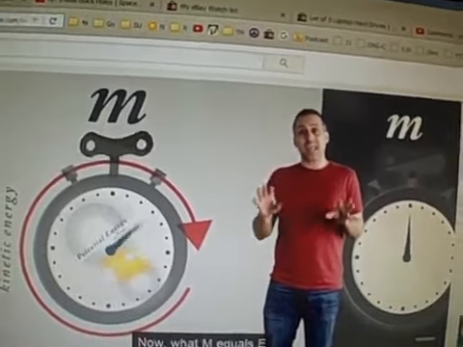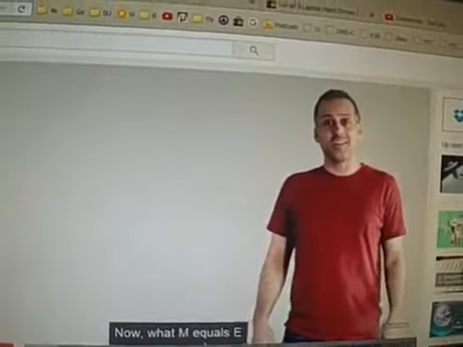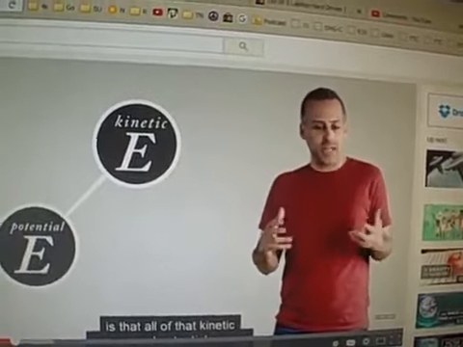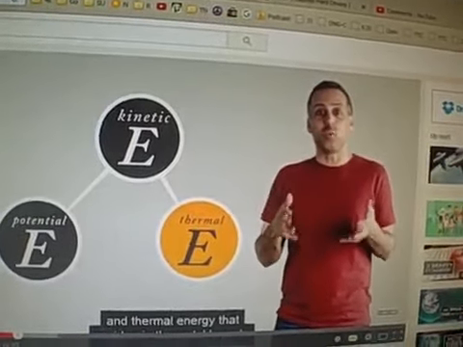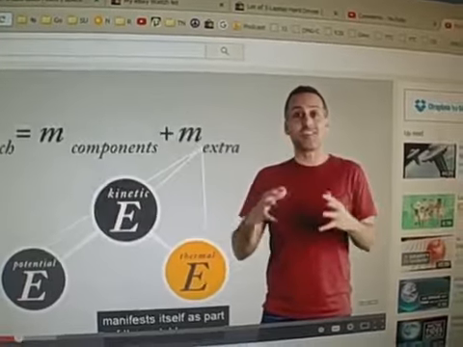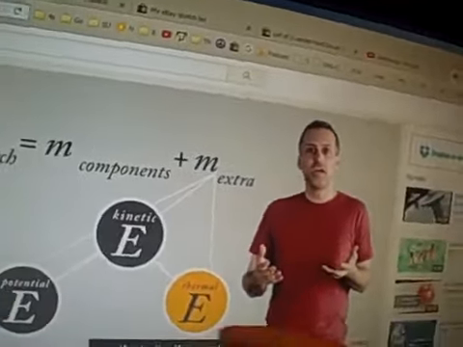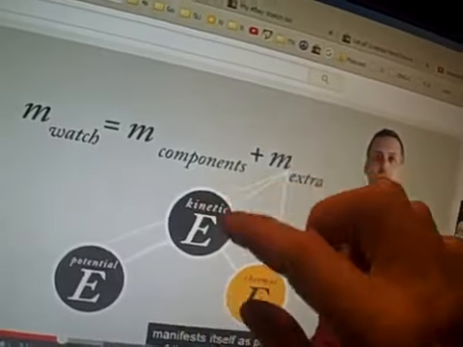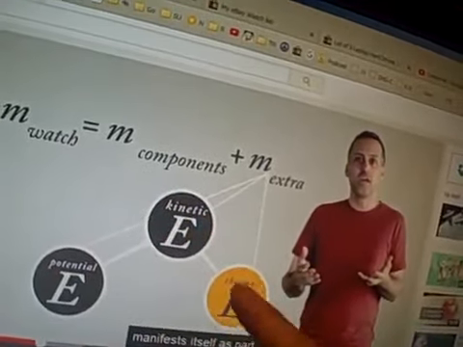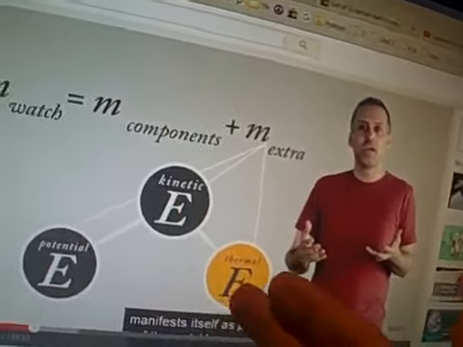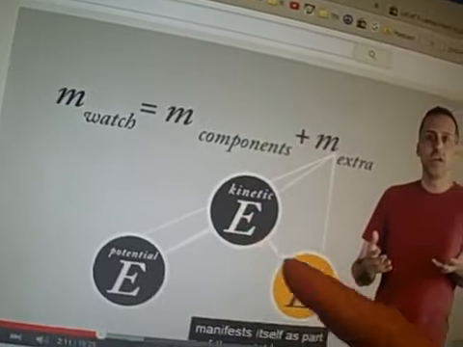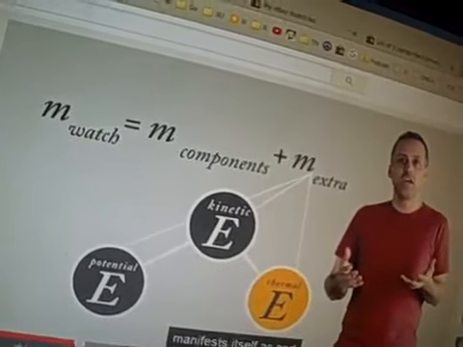Now, what m equals E over c squared says is that all that kinetic energy and potential energy and thermal energy that resides in the watch's parts manifests itself as part of the watch's mass. Yes, all of this stuff equals quanta. All of these elements are the same thing. It's all just energy. It's all just quanta. And if you lose quanta, you'll lose weight.